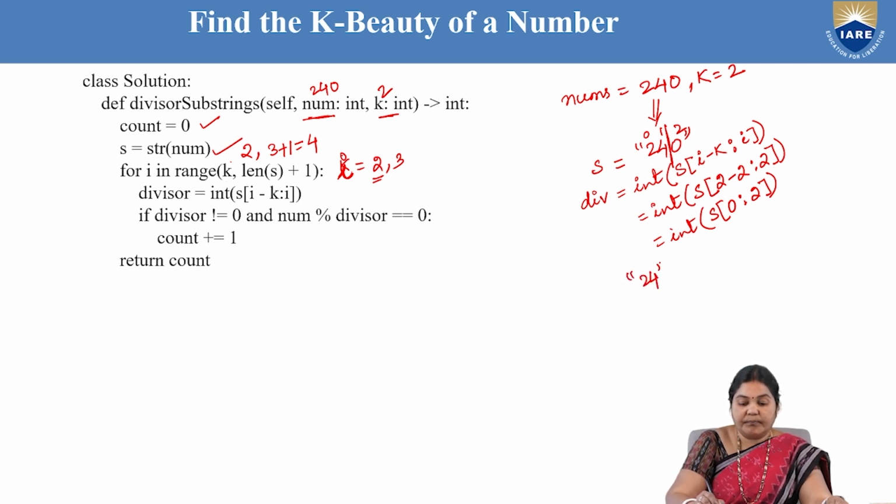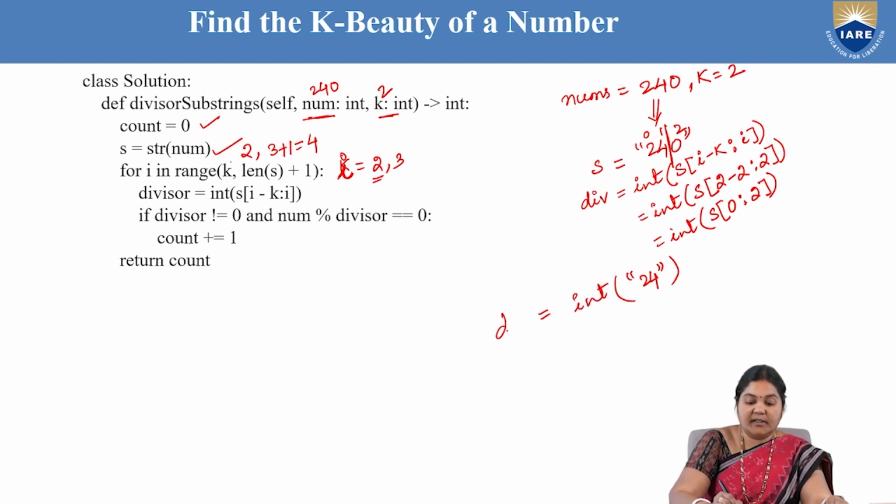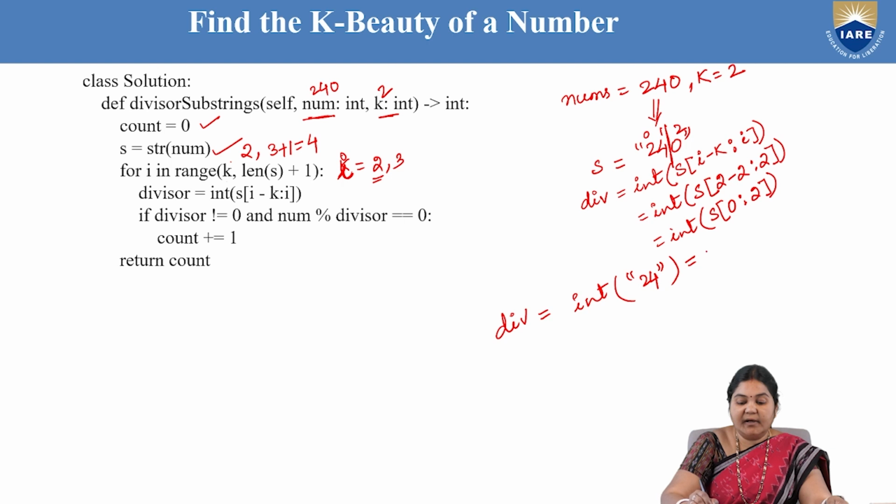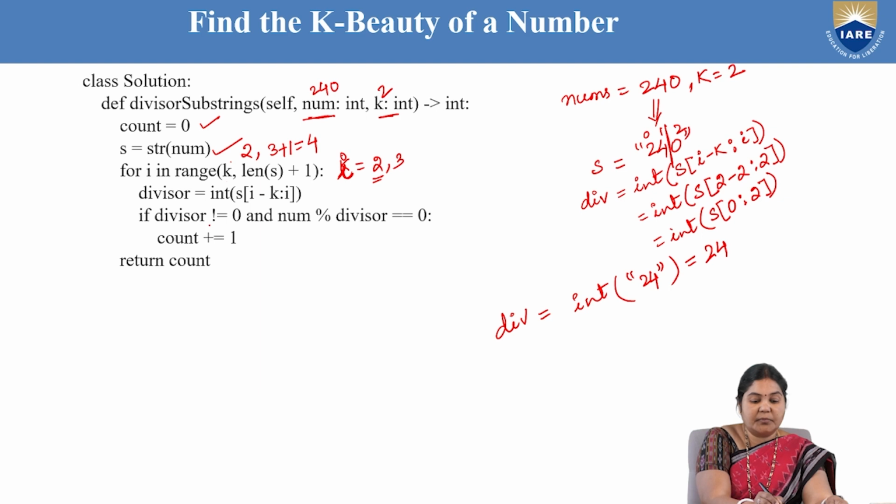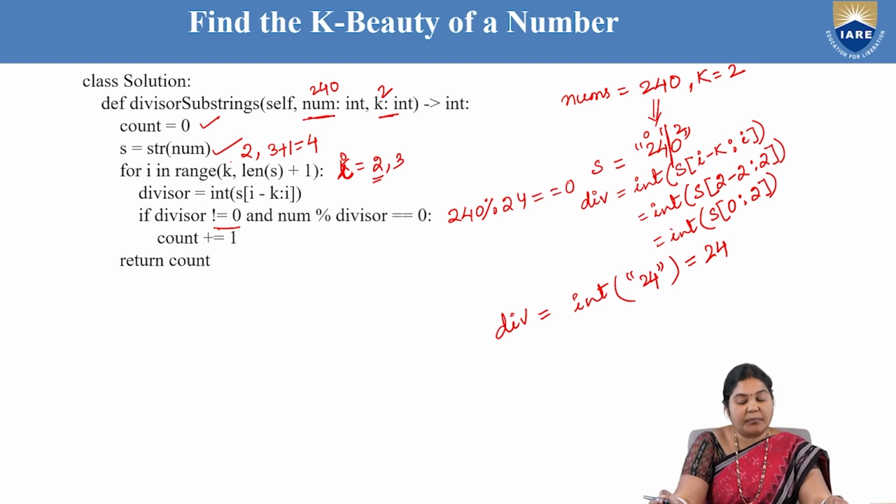is 24. That I am converting into integer and calling it divisor. So my divisor is equal to 24. Now I have to check whether this divisor divides num or not. So the divisor, 24, is not equal to 0. Yes, it is true. And number modulus divisor, that means 240 modulus 24, is equal to 0. That means it is properly divisible.